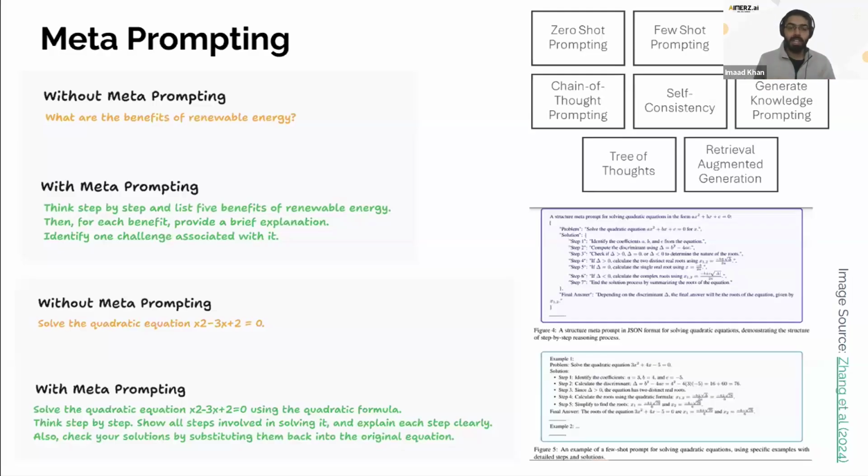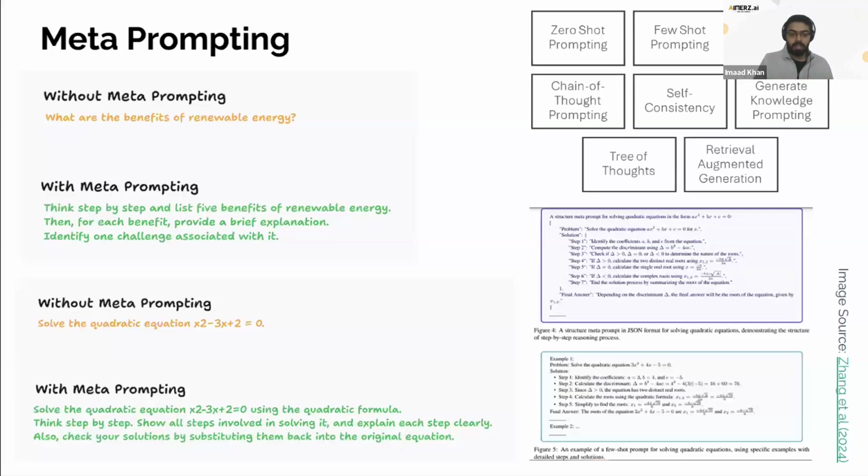Identify one challenge associated with it. So you sort of prime the LLM system. You tell the LLM system to go through a certain process and use that process to come up with the final answer. Similarly, without meta prompting, solve the quadratic equation x squared minus 3x plus 2.